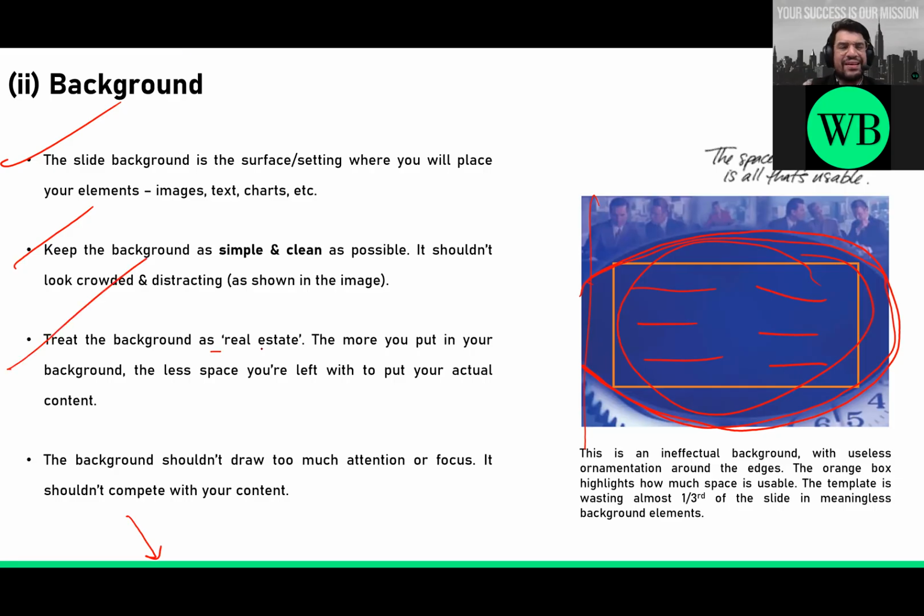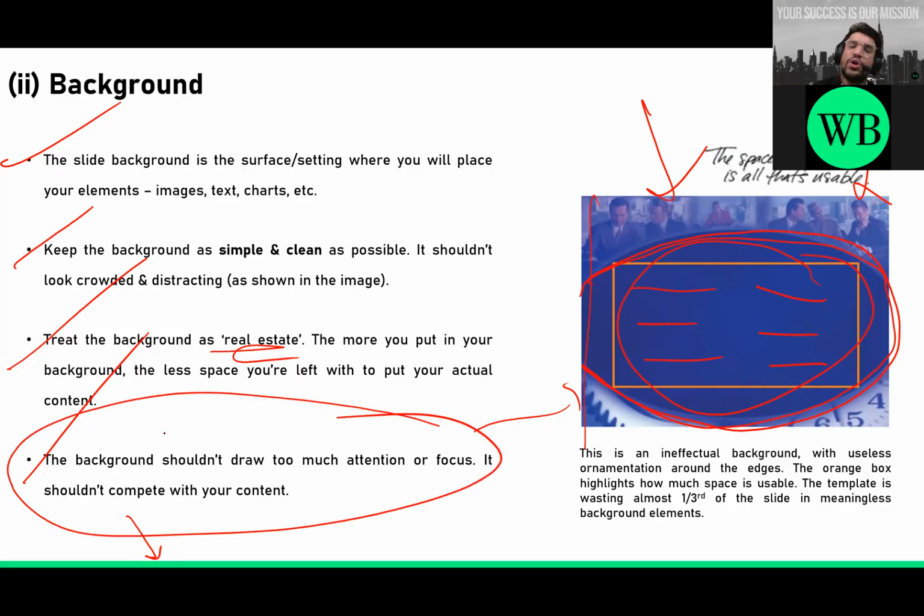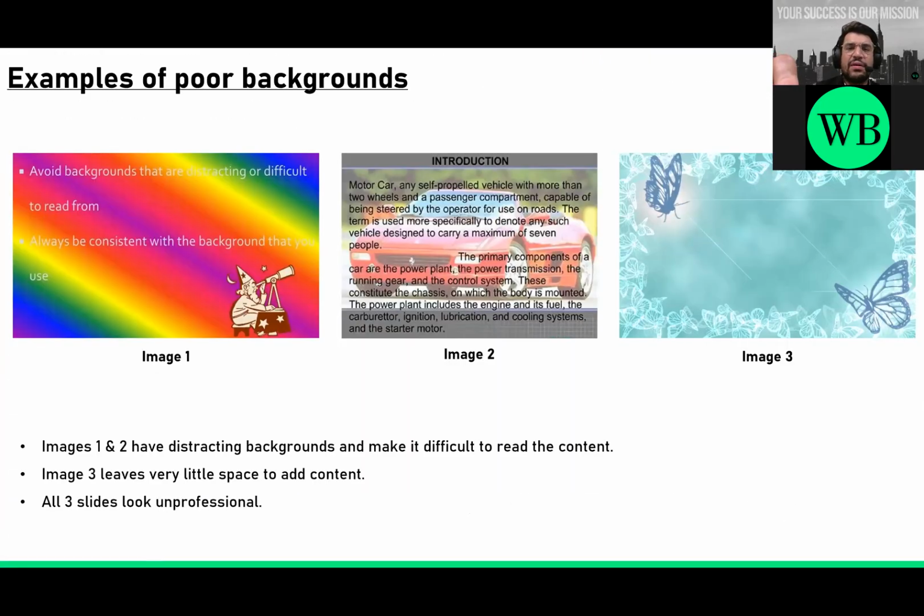Treat the background as real estate. The more you put in your background, the less space you're left with to put your actual content. The background shouldn't draw too much attention or focus. It shouldn't compete with your content, right? So ideal case, don't put a background at all. A lot of companies have stuff like this, it looks awful. When people often see some white space, they want to fill up that white space by putting something or the other, which is an absolutely bad idea, because you don't want your background to compete with your content in any way, right? So be careful of that. Now, these are a few examples of very, very poor backgrounds.